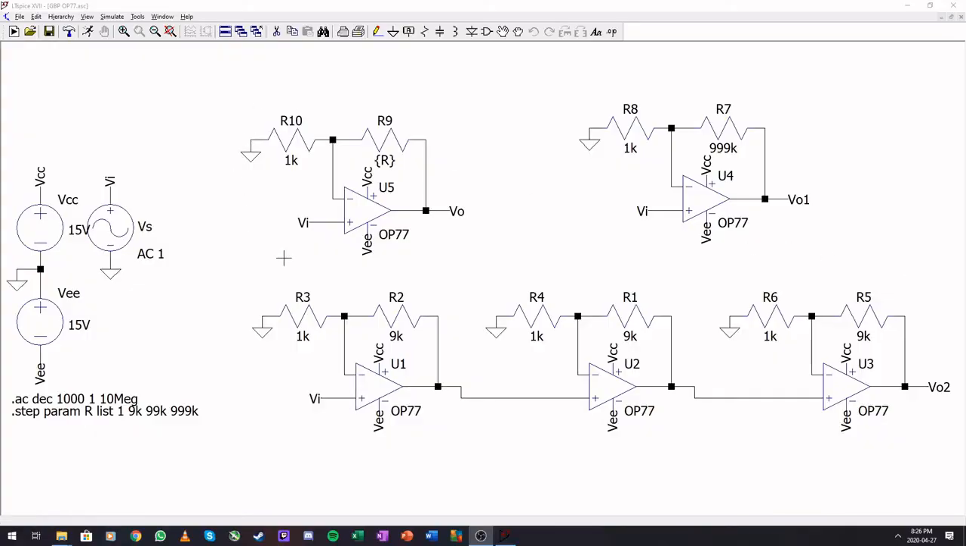The first simulation here I set up for the OP77. I set up this first amplifier here for multiple gains: a gain of 10, a gain as a buffer, a gain of 100, a gain of 1000. Here we have one with just a gain of 1000. And lastly, I split up the gain of 1000 into three different amplifiers. So let's run this simulation and see what it gives us.